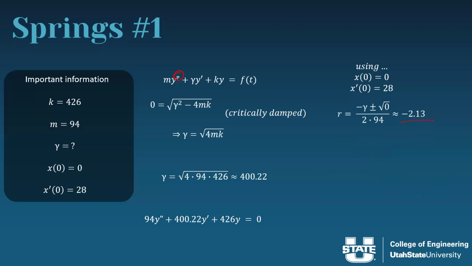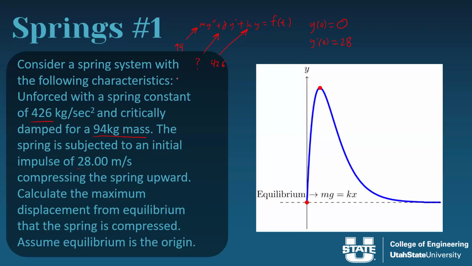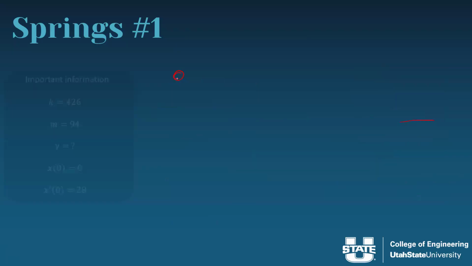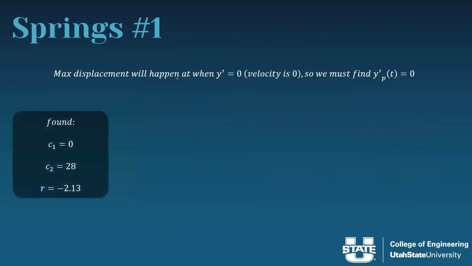Okay, now we've got to get back to the original question, which back here, we found to be: calculate the maximum displacement from equilibrium that the spring is compressed. Assume equilibrium is the origin. So we come over here, and we know that when the acceleration is 0, right, Andre? You're paying attention, right? Yes. I'm just kidding. Just messing with you. That would be the condition where we're having max displacement. So we have found our constants, we found our roots, and now we can use that to solve for y prime here.